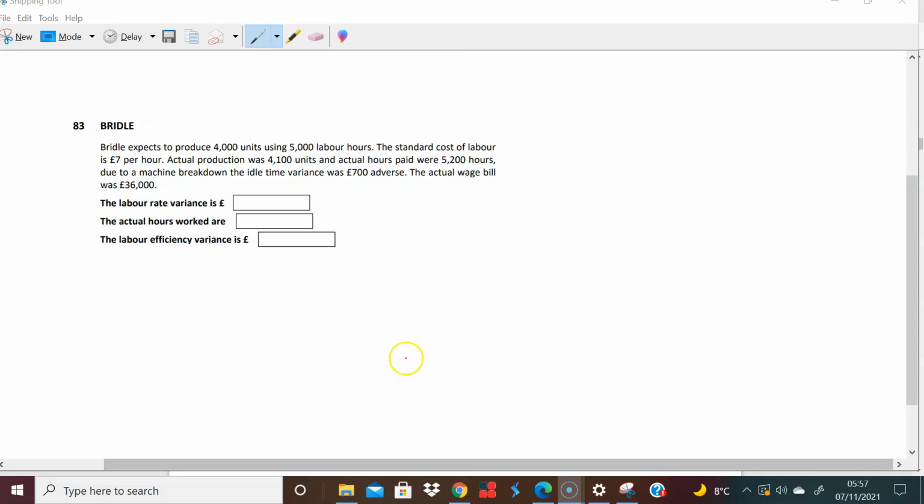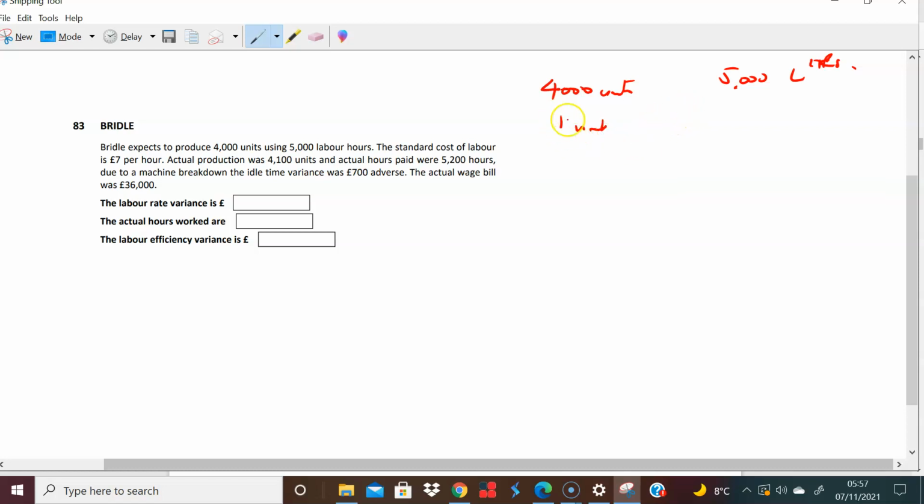Okay, let's look at question 83. A nice question, actually, not too crazy. Let's analyze it. It says that Brittle expects to produce 4,000 units using 5,000 labor hours. So what's important to always know is, how long is it going to take to make one unit? We want to get our standards out.